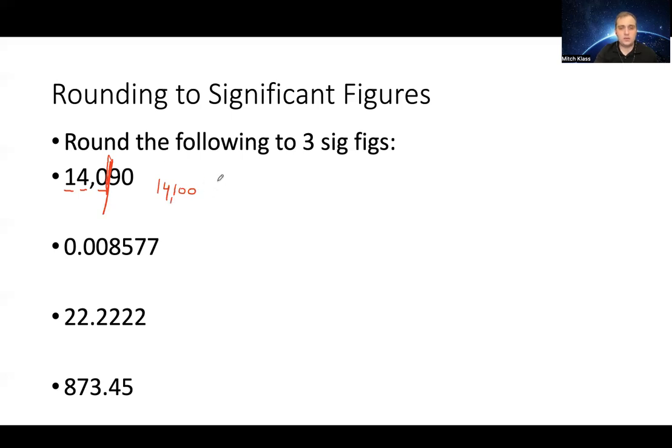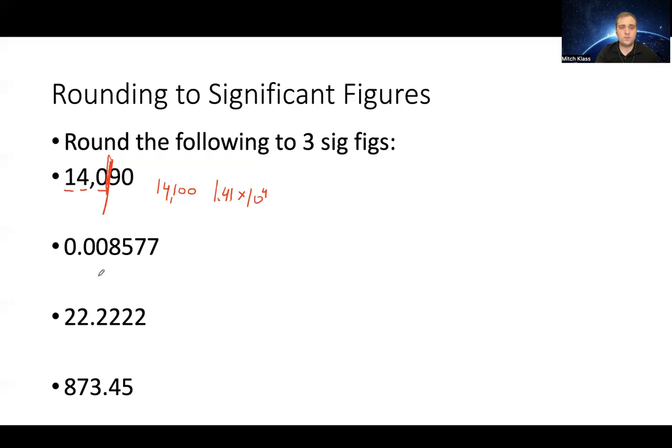Now, another way we can annotate this, actually, is using scientific notation. If you don't know about scientific notation, there'll be a later video on this concept. We're going to count 1, 2, 3, 4. So therefore, we can give our number in scientific notation as 1.41 times 10 to the 4th.